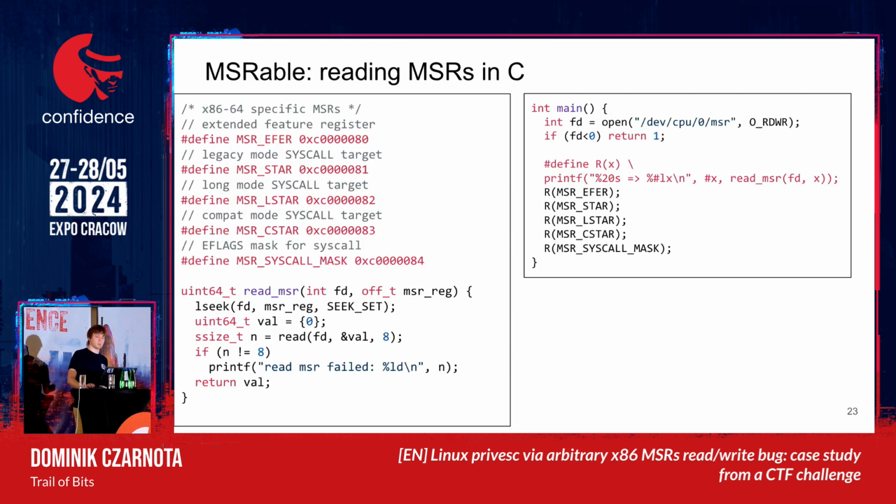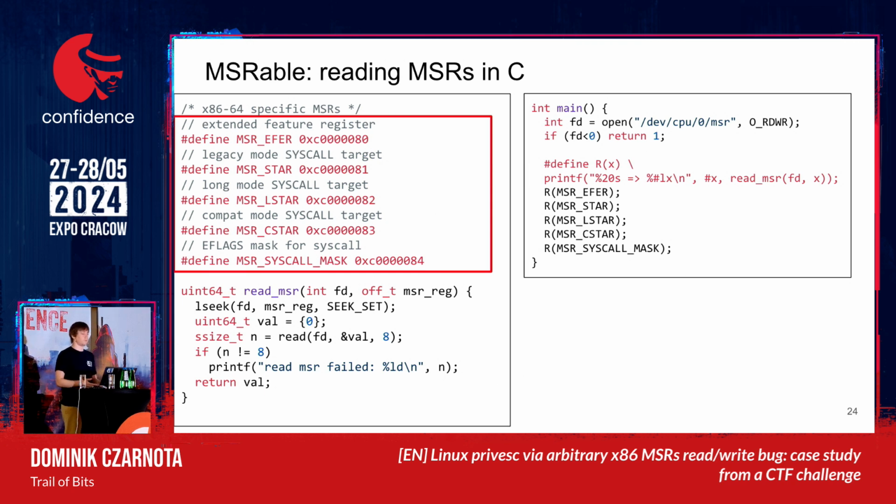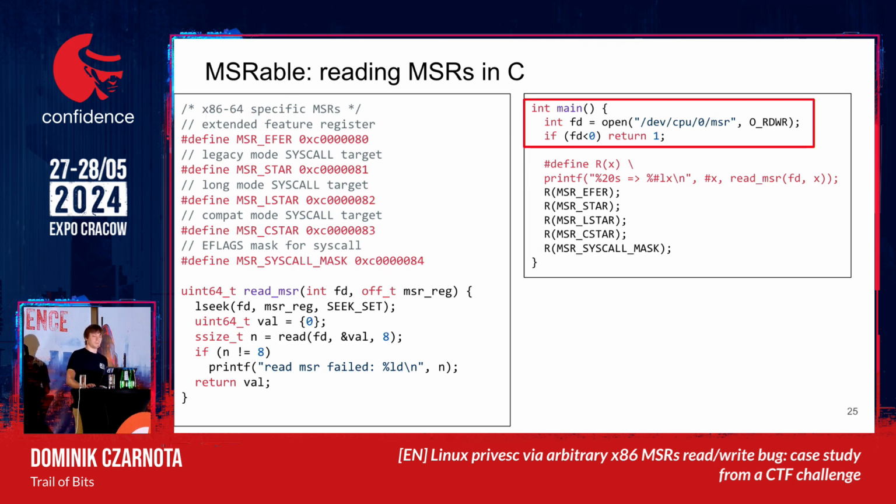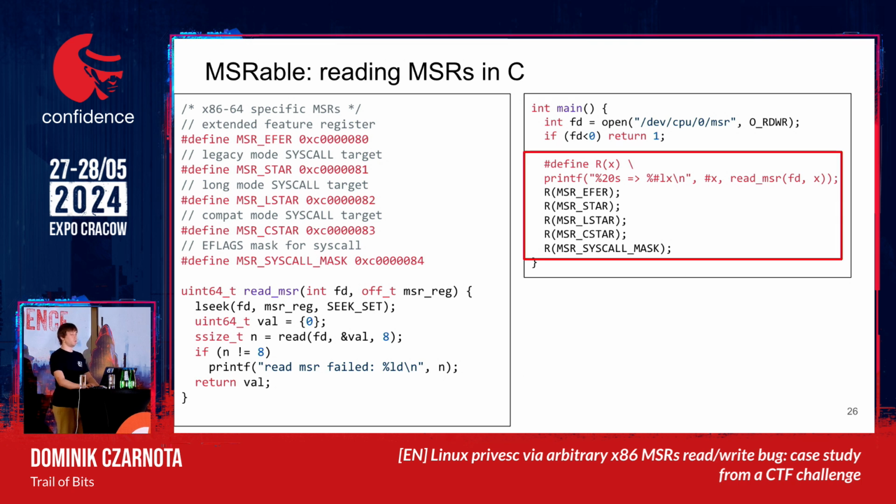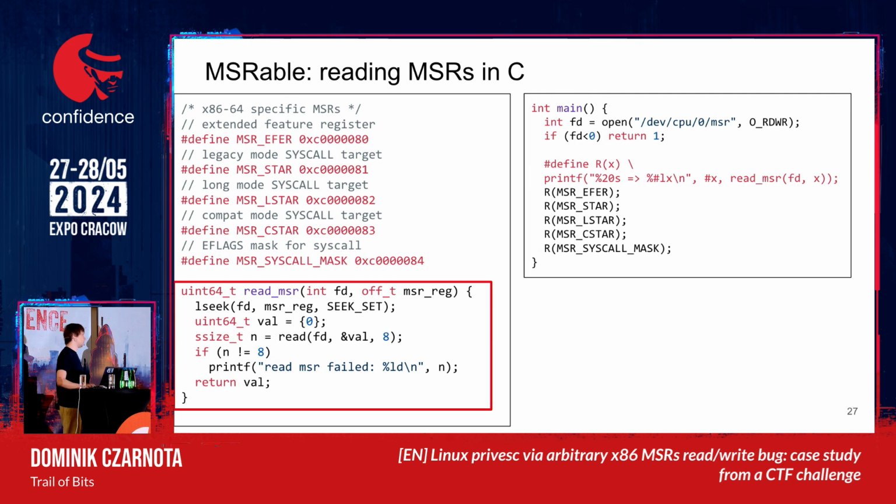And here we have a small C program. Here we define some MSR constants, because there's an interface that we need to follow, and those MSRs have some numbers. Then we open the MSR file with read-write permissions. Then we read them with a macro that invokes this read MSR function. This just needs to fit an interface that is designed by the kernel.